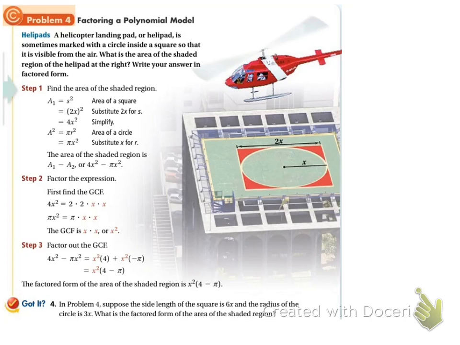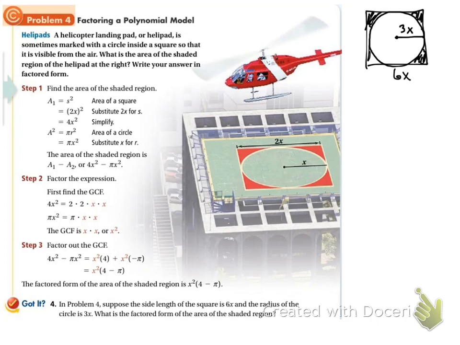Okay, so if you look on this helicopter landing pad, you see a square with a circle inside, right? They want us to write a polynomial for that colored in part, that red part. Okay, so we're going to do ours a little bit different for our got it problem with different lengths. But I'm going to draw a picture out. So we've got this square with the circle inside, right? And we're told that the radius of the circle is 3x. And the square has sides of 6x.